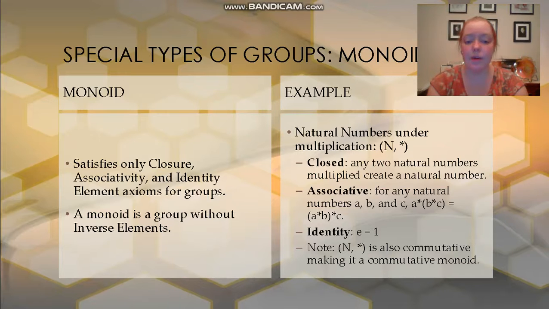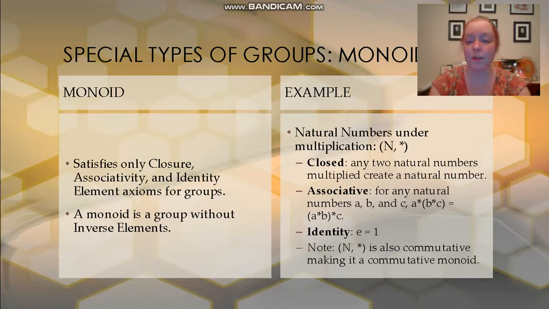It's going to be closed because for any 2 natural numbers, 1, 2, 3, or 4, and so on, if you multiply 2 of them together, you always get a natural number. So it's closed. The next axiom is associative. For any natural numbers, (a times b) times c is equal to a times (b times c). So (1 times 2) times 3 is equal to 1 times (2 times 3). They both equal 6. And the third axiom is identity. If you multiply any number by 1, you get that number itself, which means 1 is the identity element for natural numbers under multiplication. So that makes it a monoid.